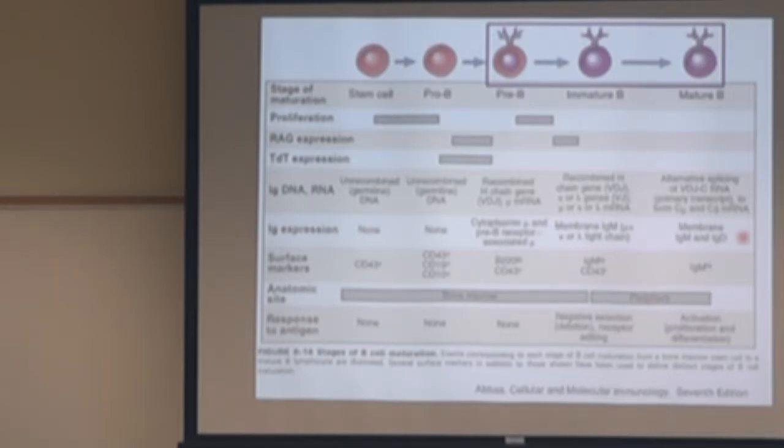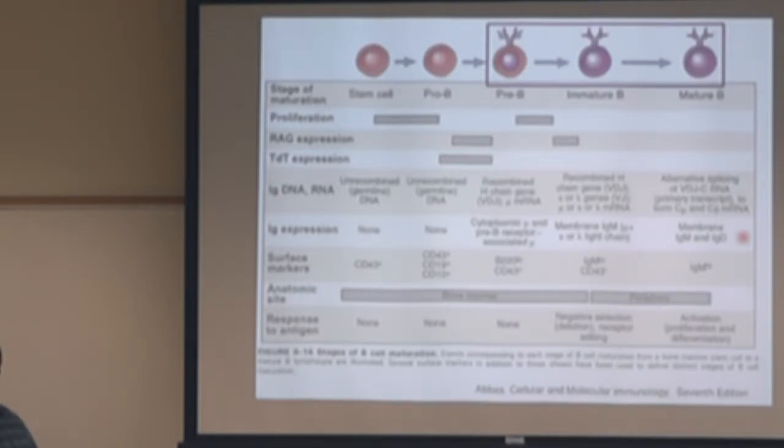So B1 is, as I discussed, and B2 is mature. B1s also will continue to proliferate, and where B1s localize is also a little bit different. They localize in the peritoneal and pleural cavities, near the gut and around the lungs.